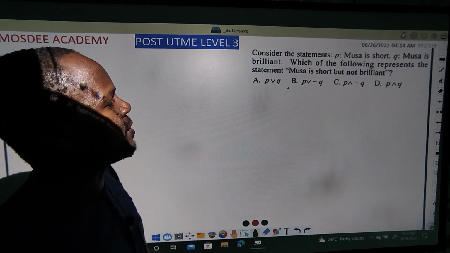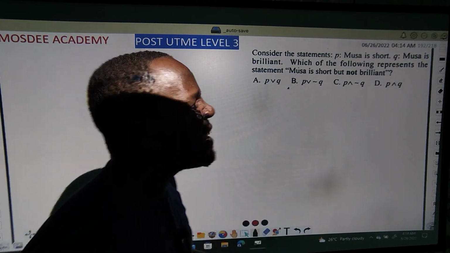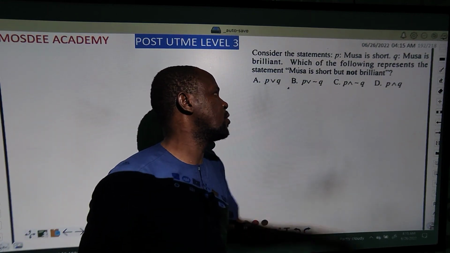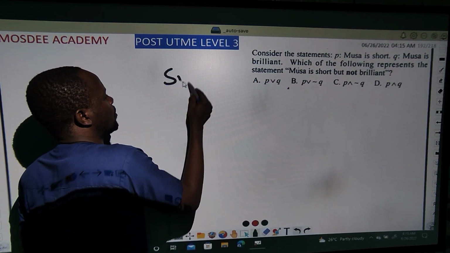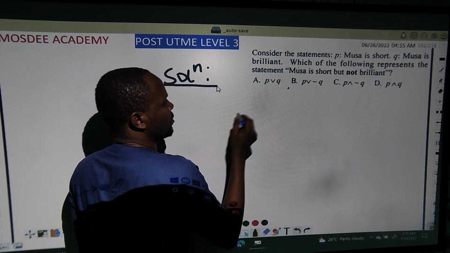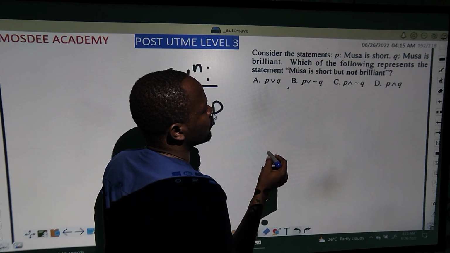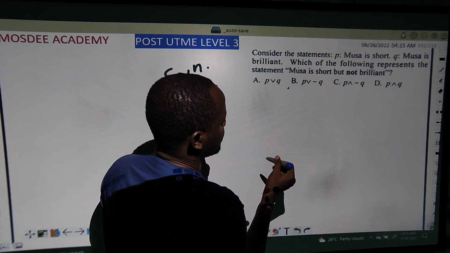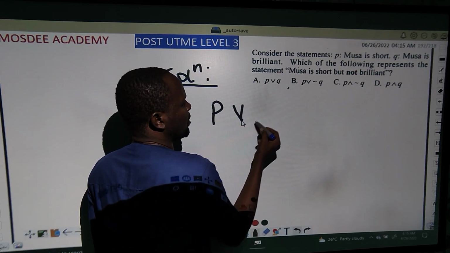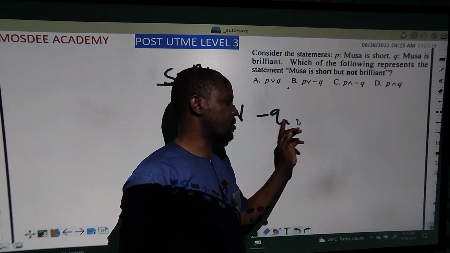Thank you very much. Now consider the statement. P means Musa is short. Q means Musa is brilliant. Then which of the following represents the statement Musa is short but not brilliant? Musa is short is P. Logic, the way you are being told, for your level. So Musa is short is P. And you can see Musa is short, okay, but not brilliant. So Musa is short but not brilliant.